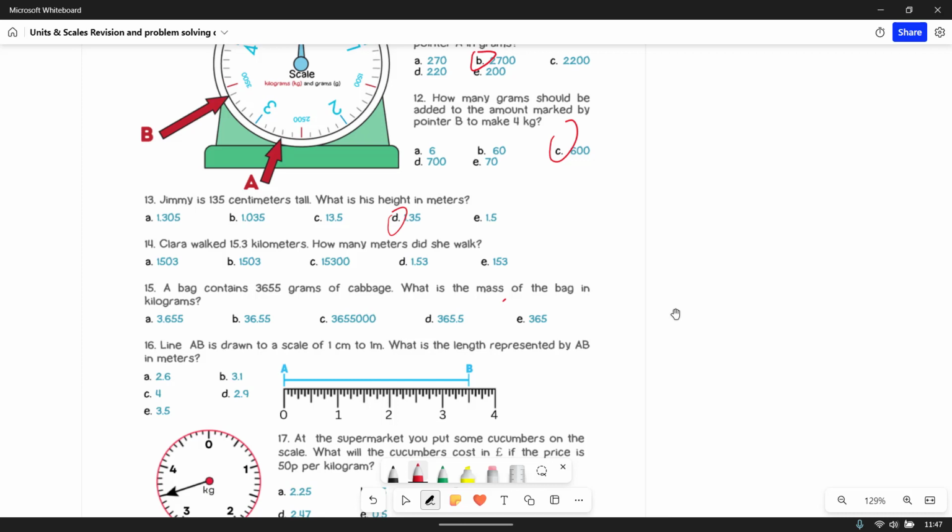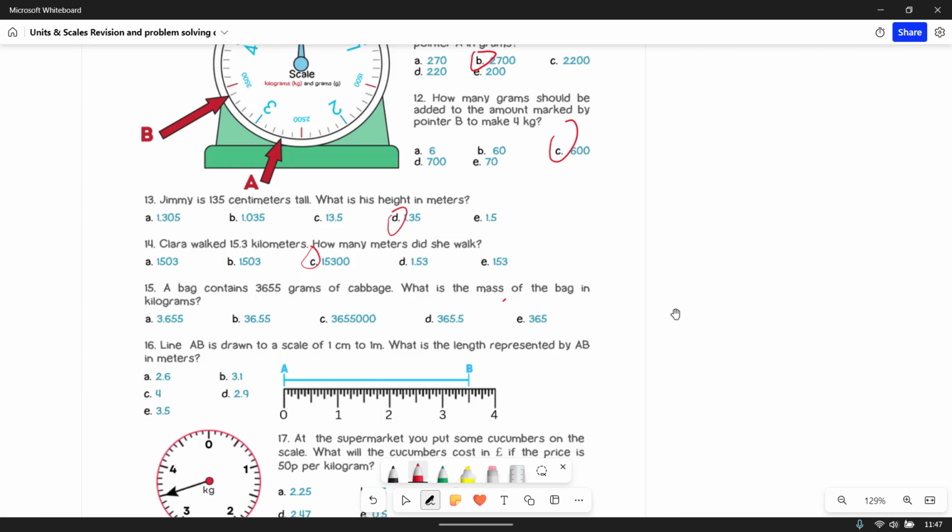14. Clara walked 15.3 kilometers. How many meters did she walk? So you times that by 1,000. So 15,300. 14 is C.